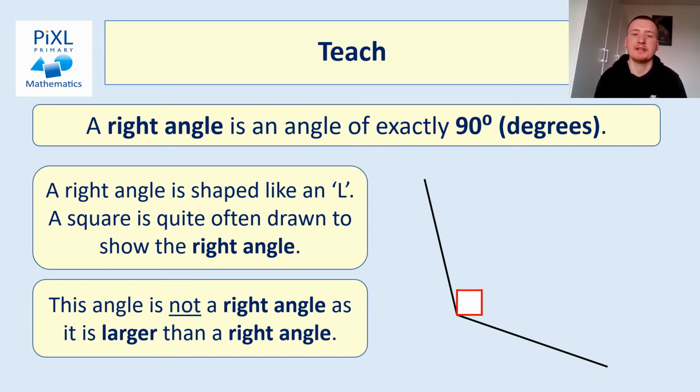If you wanted to measure this perfectly, you can use a protractor to work out the exact angle. If you post that on Dojo, I will be very impressed and I will give you another Wow Dojo. So keep going.